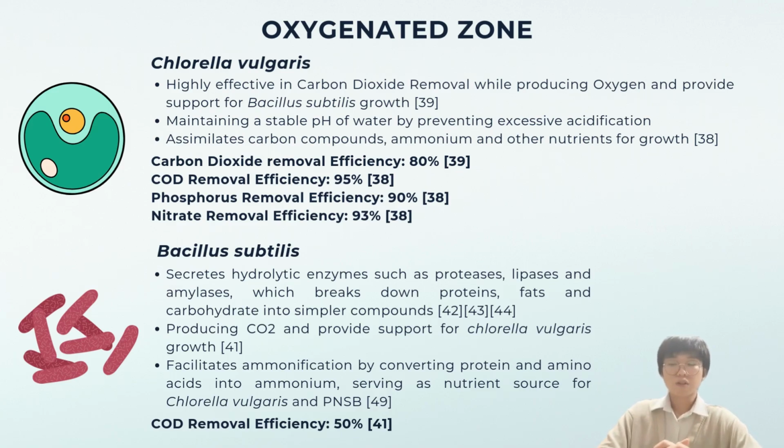Now moving on to the oxygenated zones where we have Chlorella vulgaris and also Bacillus subtilis. Chlorella vulgaris is highly effective in removing carbon dioxide while producing oxygen for Bacillus subtilis. In the meantime, Chlorella vulgaris can also assimilate nutrients such as ammonium and other nutrients for its own growth.